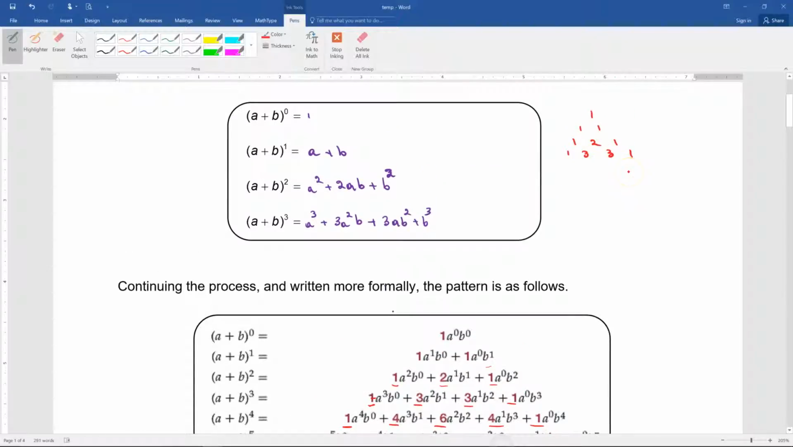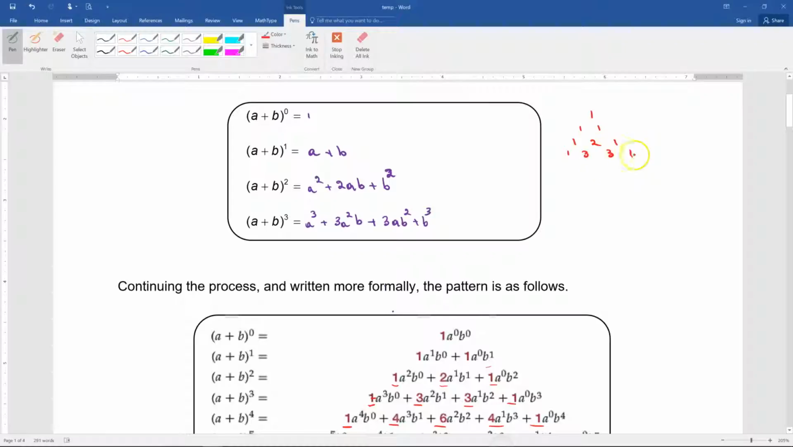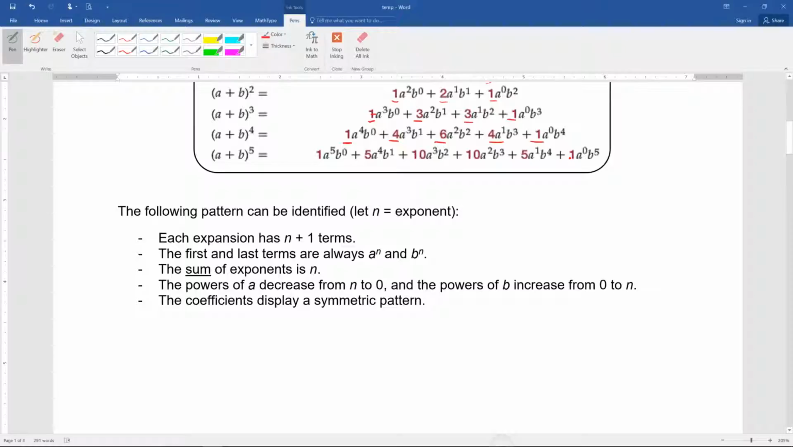What are the outside ones always? Ones. And the inside ones, believe it or not, there is, what shape is this looking like? A triangle. Well, guess what? Who came up with this triangle? Well, almost. So look at the pattern.